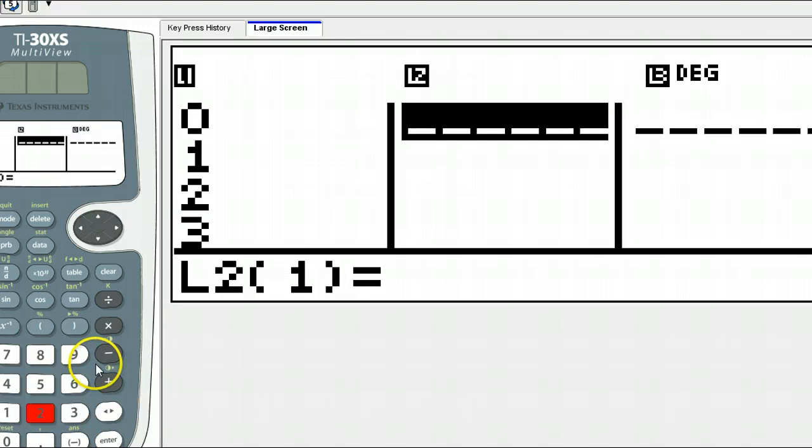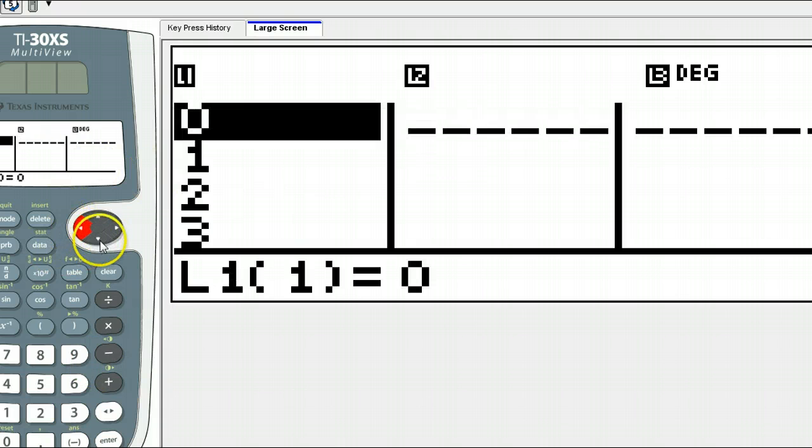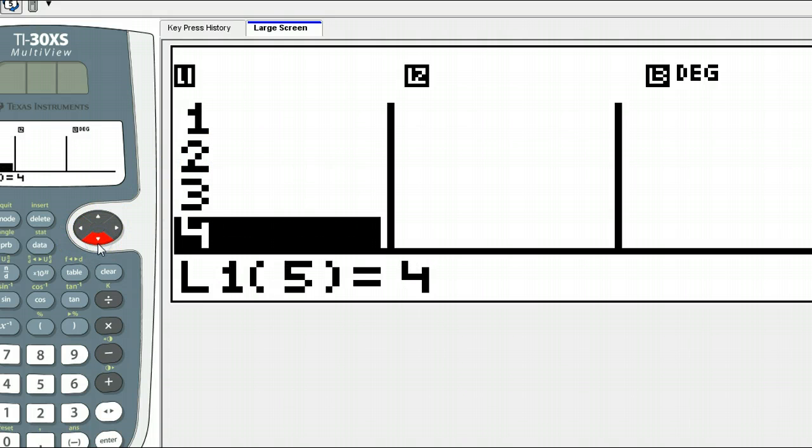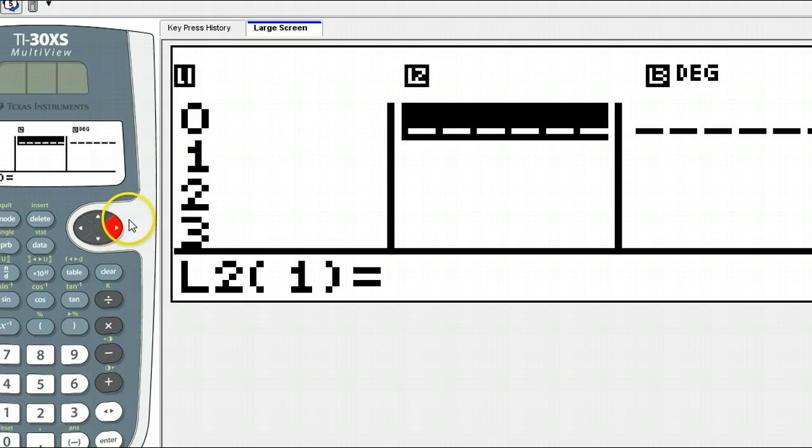If you hit data and 2, it will clear out anything that's in list 2. Now looking at list 1, I want it to be just 0, 1, 2, 3, 4, 5. So I've got 0, 1, 2, 3, 4, 5, and then it goes on from there, so I'm going to hit delete. Okay, so I've typed my X's into list 1.